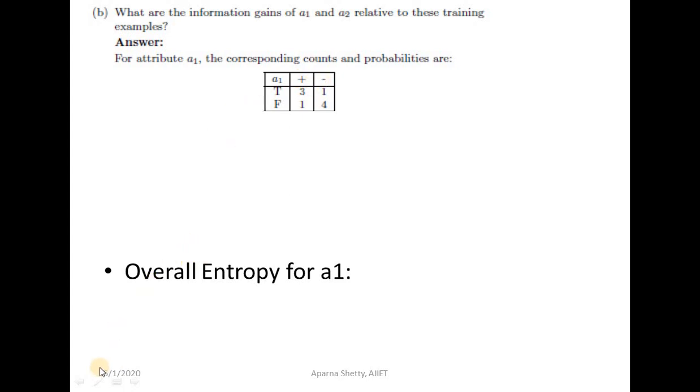Now for attribute A1 you have 2 values, true T and F, correct? The 2 values for attribute A1 are T and F. You should see how many records of T belong to class plus and how many records of T belong to class minus. In the same way, how many records of F belong to class plus and how many records of F belong to class minus.